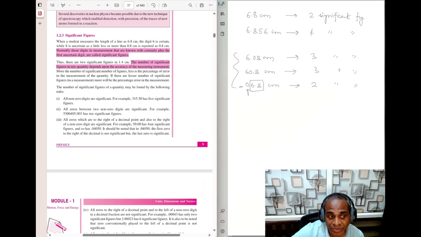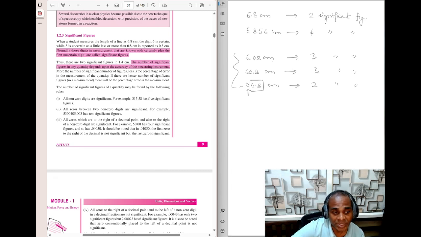For example, in this case, 5300405.003. These two zeros are between two non-zero digits, which are 3 and 4. This zero is between two non-zero digits, 4 and 5. These two zeros are between non-zero digits 5 and 3, and therefore all of them are part of the significant figures. So total significant figures here are 1, 2, 3, 4, 5, 6, 7, 8, 9, 10 significant figures. This is rule number 2.